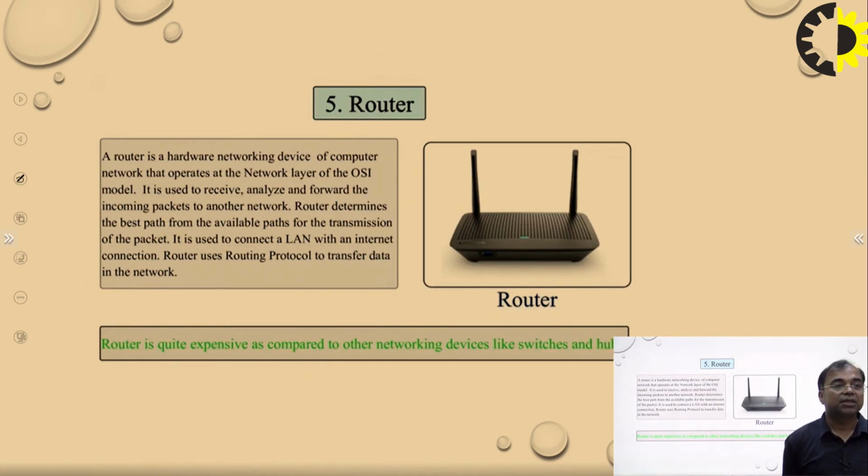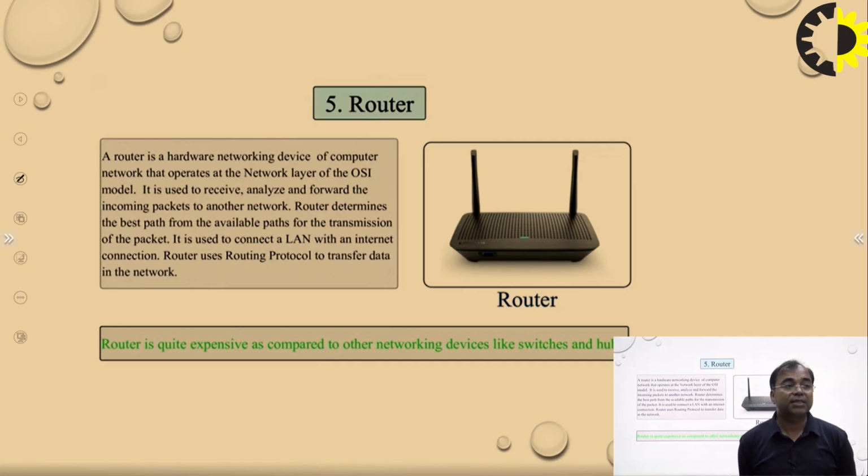Next is the router. A router is basically a hardware network device or component. It operates at the network layer of the OSI model, which is the third layer, and it is used to receive, analyze and forward incoming packets to another network. If you want to connect two networks, then we have routers.